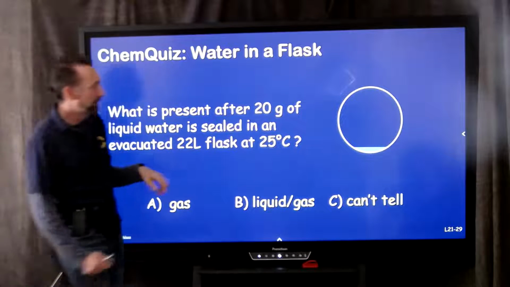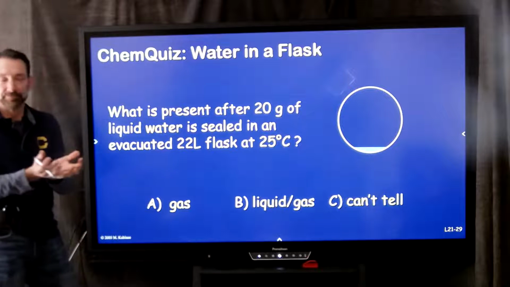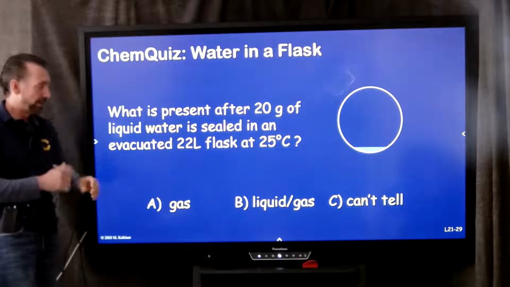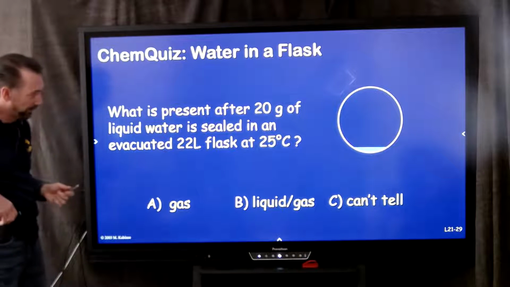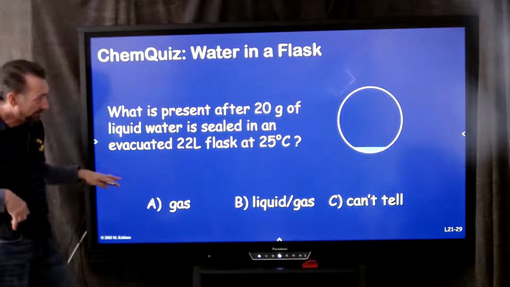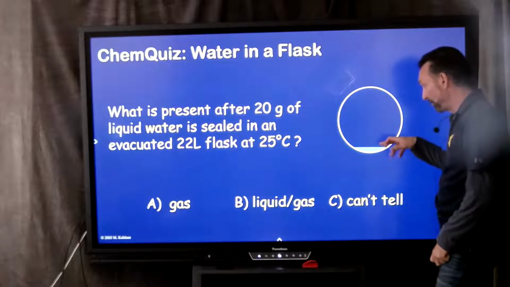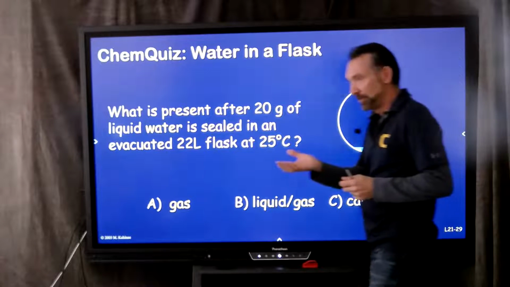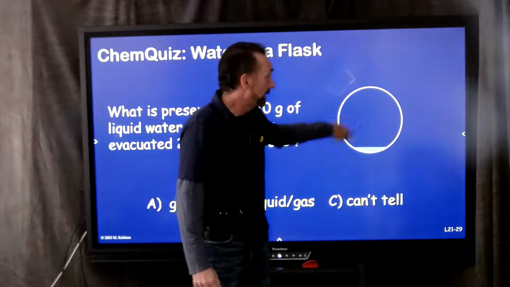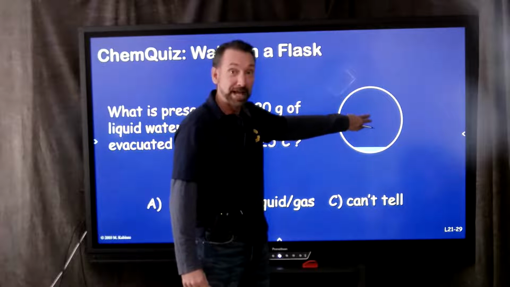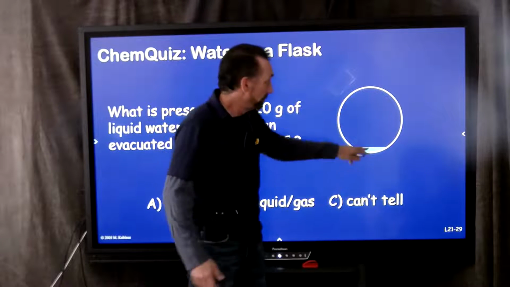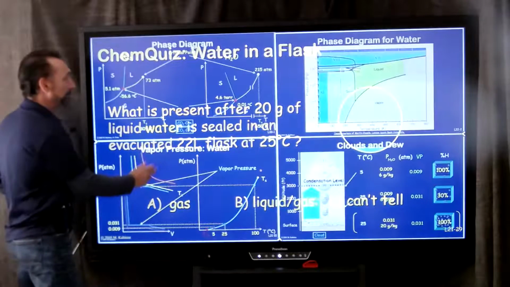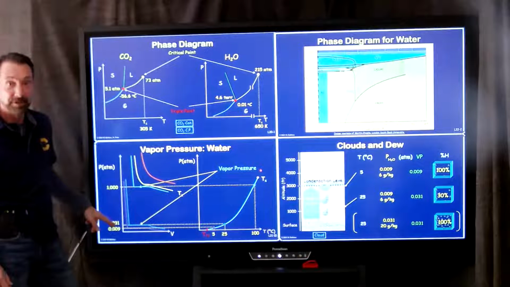So what's happening here? I'm going to put 20 grams of water in an evacuated flask and seal it at 25 degrees C. The volume of the flask is around 20 liters. What happens? I'll talk this one through with you. If I put that liquid in there at 25 degrees C, where am I on the phase diagram? I have liquid, I'm at 25 degrees C. What I expect is to form some gas, and about 3 hundredths of an atmosphere worth of gas. There's no gas at all to start with. But I know that the vapor pressure for water at 25 degrees C is that 3 hundredths of an atmosphere.